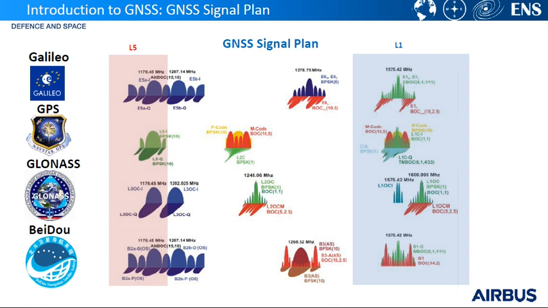This slide presents a GNSS signal plan for Galileo, GPS, GLONASS, and Beidou. L1 signals are highlighted in blue and L5 signals in red.